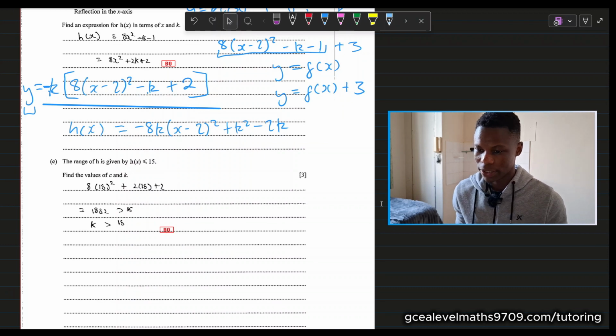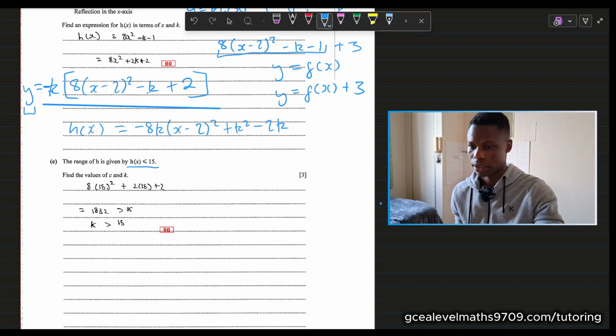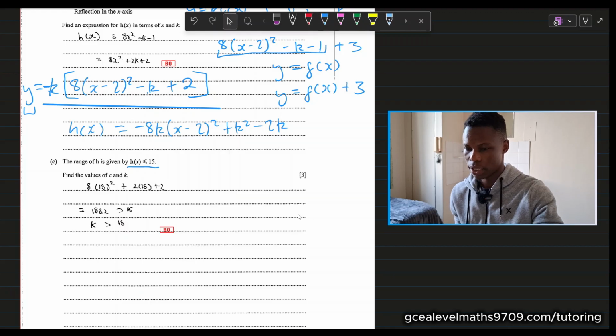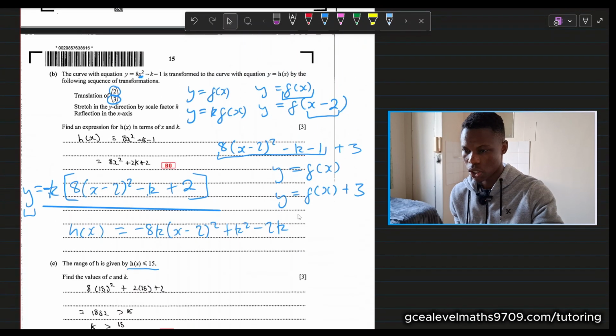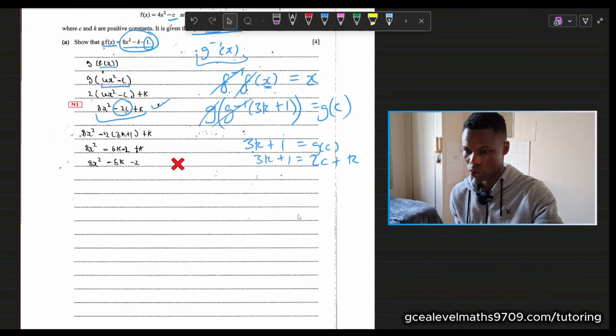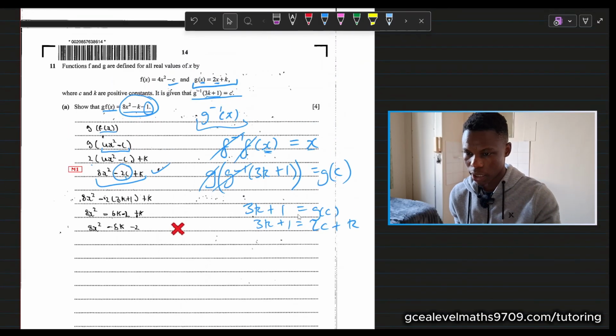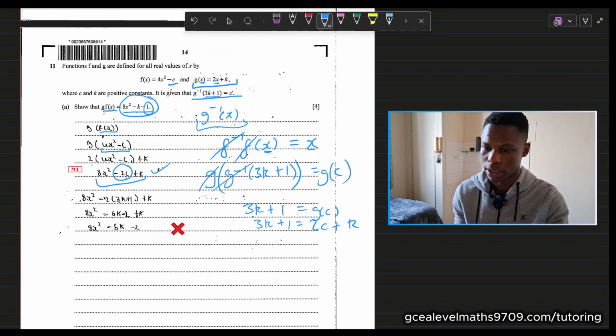Okay, so we've got the range of h given by h of x is less than or equal to 15. So from my calculation here, do we know if k is positive or not? I'm trying to see if we know the sign on k. Okay, we know that k is a positive constant.